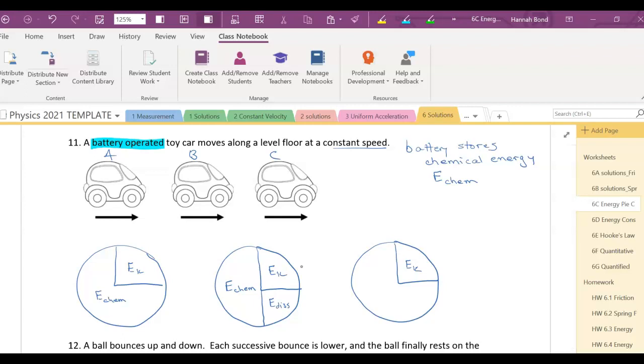dissipated to overcome friction. And then when we go to view C, again, more of the battery chemical energy has been transferred out of being stored as chemical energy and has gone to overcome friction, and so we have an even larger piece of the pie that is attributed to the dissipated energy.